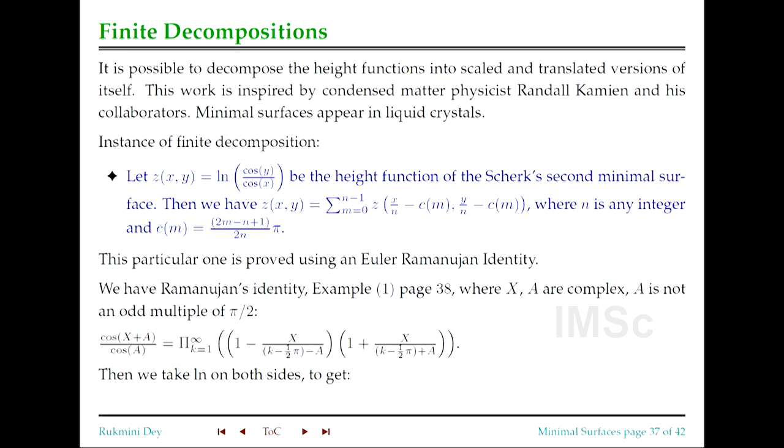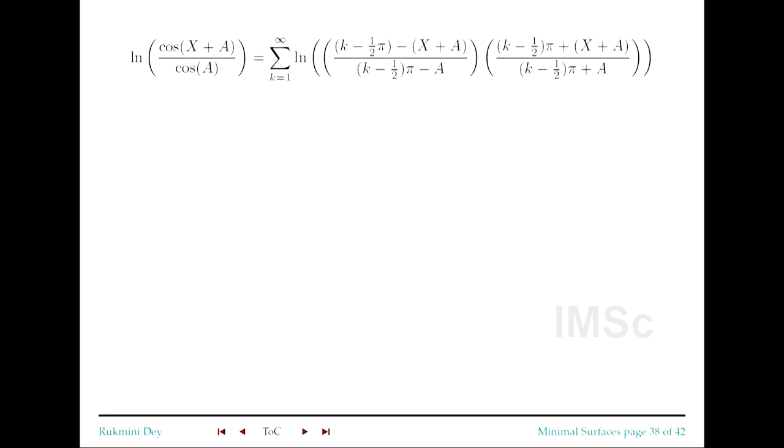So if you look at the minimal surface equation, if you scale x by alpha, y also is scaled by alpha, z also is scaled by alpha, the equation remains invariant. So almost minimal surfaces which look like Scherk's second surface, the height functions can be finitely decomposed.